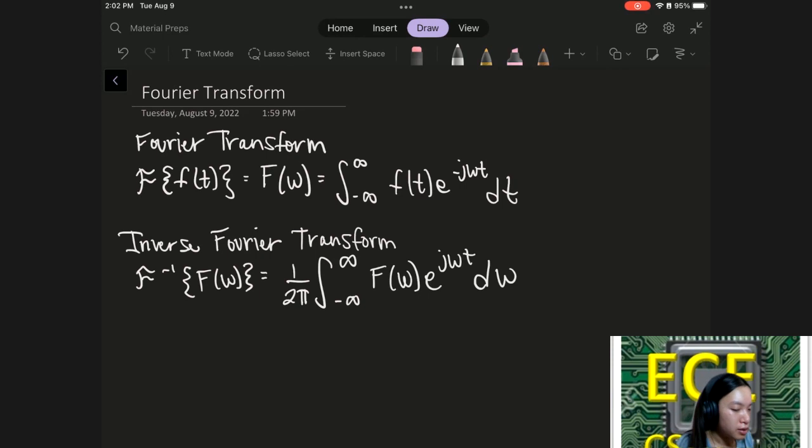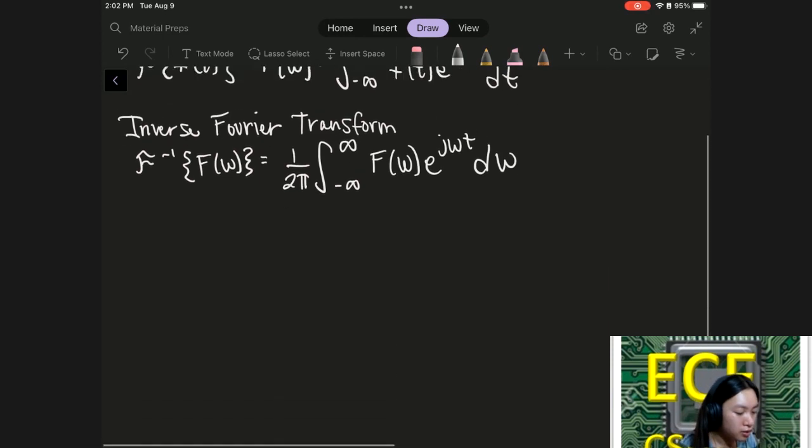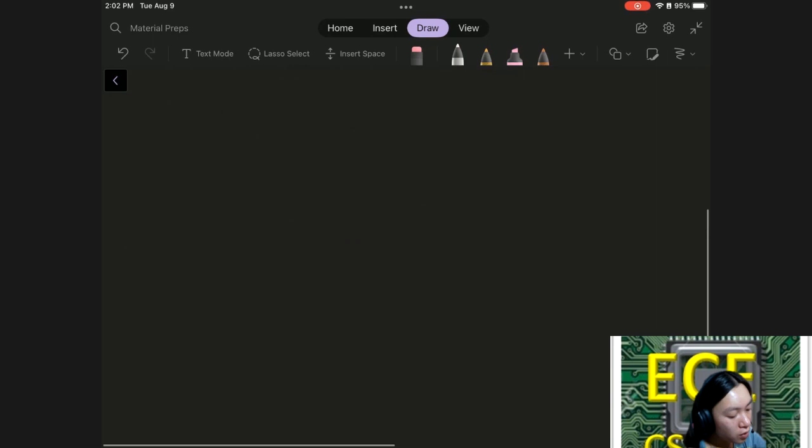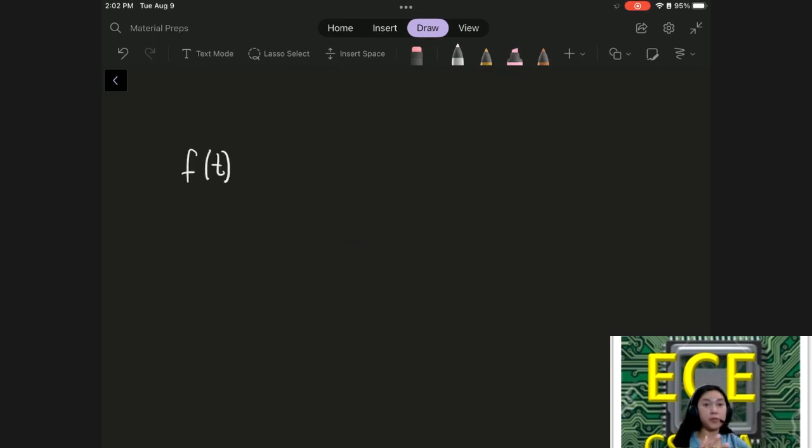Okay. So let me draw this out. So you have a function f of t. This is in the time domain. That's why there's a t. And it's the same function in the frequency domain as F of w, where w is angular frequency. So if you want to convert between those two, then you use the Fourier transform.